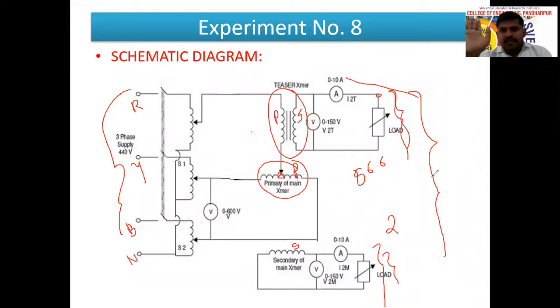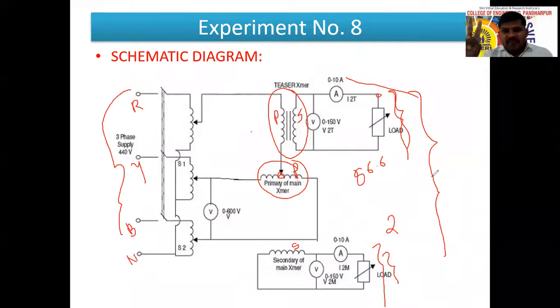Getting what is the use of this Scott connection, or why it is necessary? All of you getting? Yes, give me reply. Hello. Yes, sir. Okay.